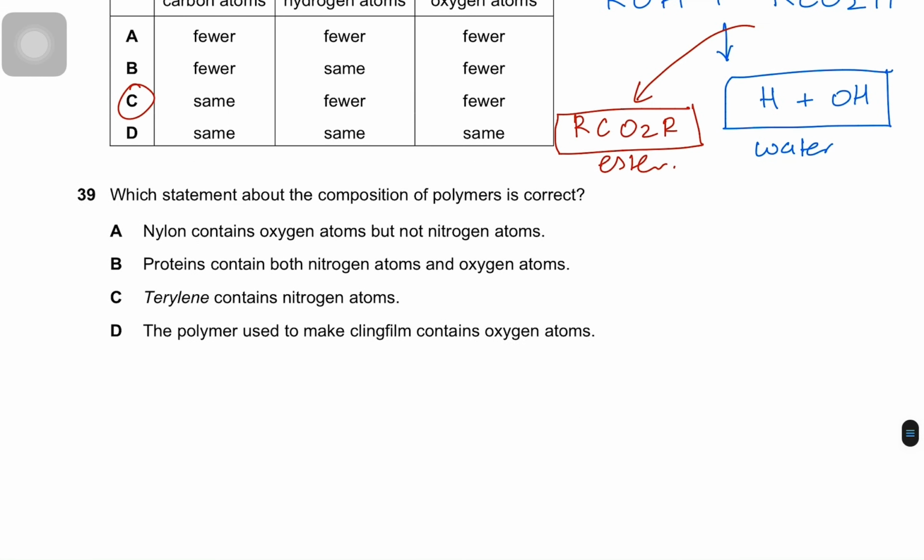Which statement about the composition of polymers is correct? Nylon contains oxygen atoms but not nitrogen atoms. Not true. Nylon has both oxygen and nitrogen. Protein contains both nitrogen atoms and oxygen atoms. That is very true. Terylene contains nitrogen atoms. No. Terylene is a polyester, not a polyamide. The polymer used to make cling film contains oxygen atoms. That is not true. It's a kind of addition polymer. So again, it's not true. The answer has to be protein contains both nitrogen atoms and oxygen atoms.